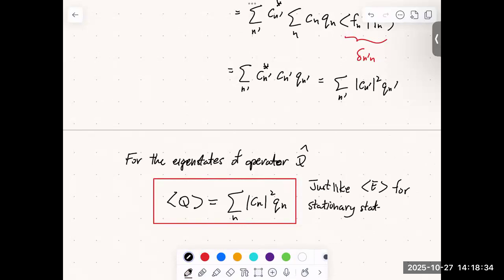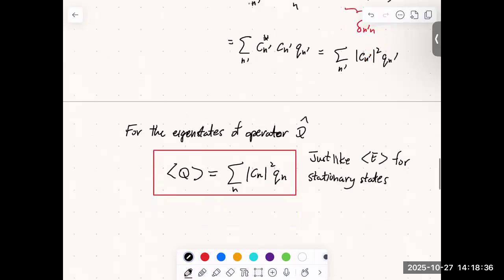And like I said, that's just because the stationary states are eigenfunctions of the operator H hat. So if I was to replace this with H, the expectation value of the Hamiltonian or the energy, it's just going to be En times Cn squared and sum over n. Okay.